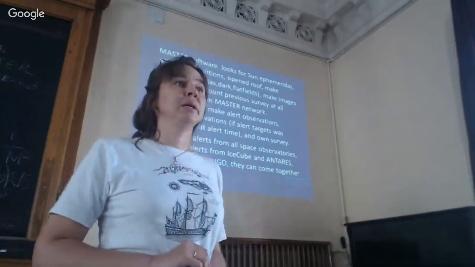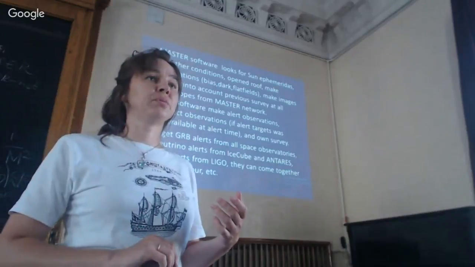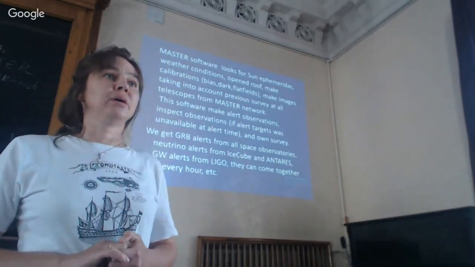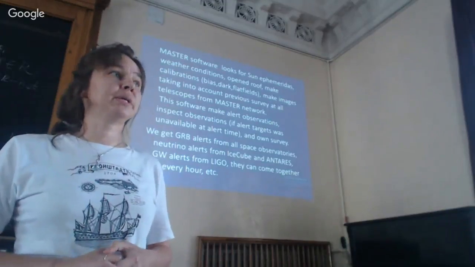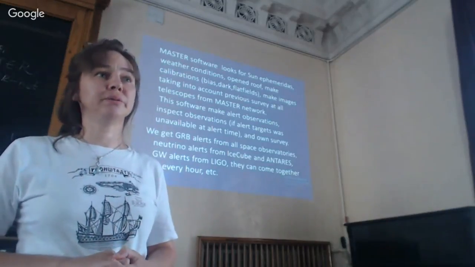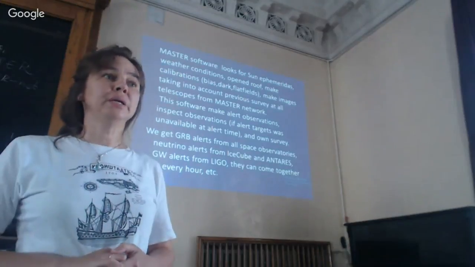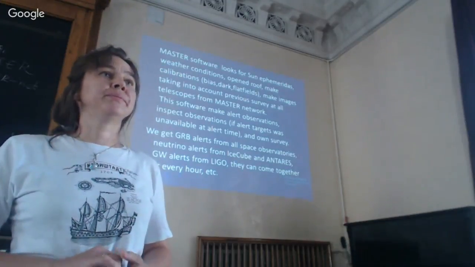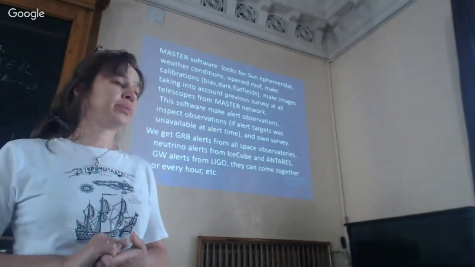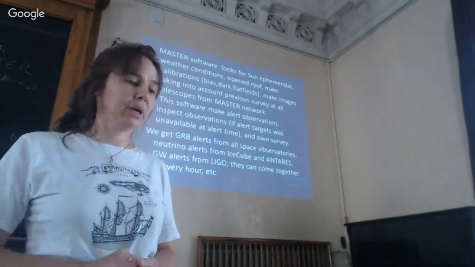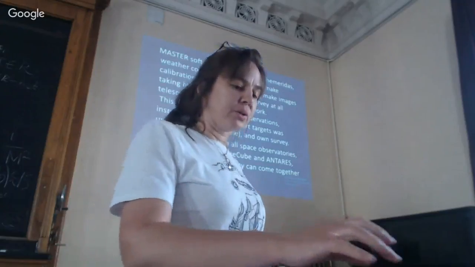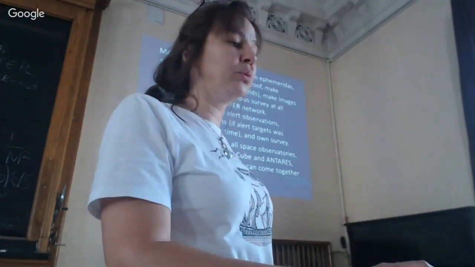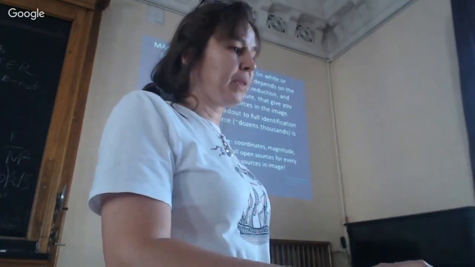We study alerts from GRB, Swift, Fermi, and others. We study gravitational wave LIGO and Virgo error boxes. We study neutrino error boxes from IceCube and ANTARES, and we search for optical transients in these error boxes. So between alert and inspection mode, MASTER makes its own survey.